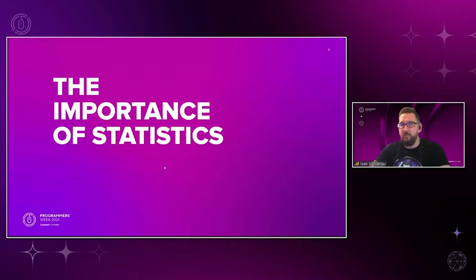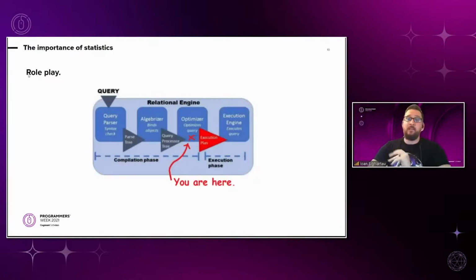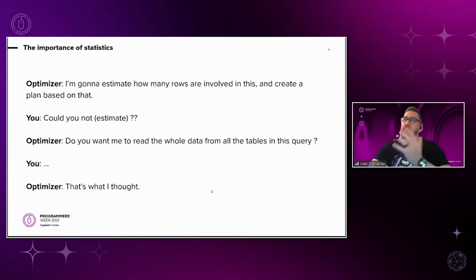Let's take a look at the importance of statistics and do a little bit of role play. We are here, the query parser checks the syntax, everything is okay. Algebraizer verifies the objects, they are all okay, gives the green light. Then the optimizer starts. We are here. Basically, the optimizer will say, I'm going to estimate how many rows are involved in this, and based on my estimates, I'm going to create a plan on how to get the data.